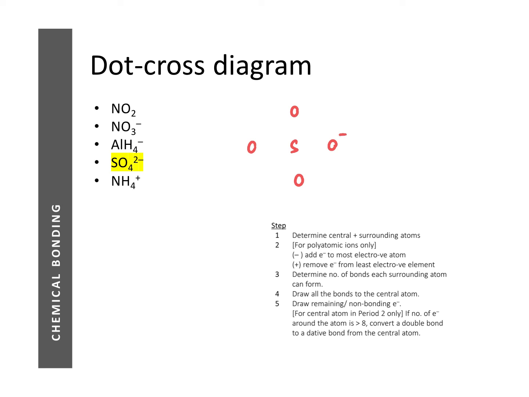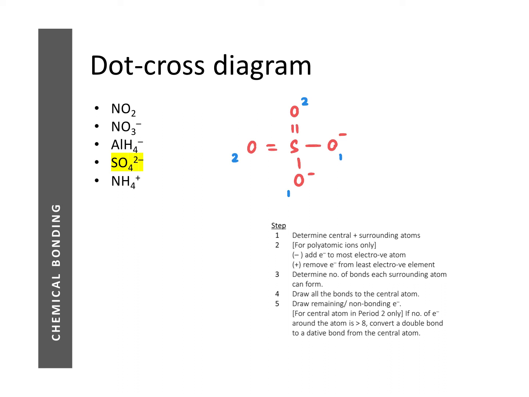Now the rule is this, that we add 1 electron to each atom. So since there are 2 electrons to be added, instead of adding 2 electrons to 1 oxygen atom, we add 1 electron to 1 oxygen atom each. Step number 3, we determine the number of bonds each surrounding atom can form. So by now it should be very easy to know that oxygen can form 2 bonds. However, the 2 oxygen atoms that have taken in an electron can only form 1 bond each because they have 7 valence electrons.